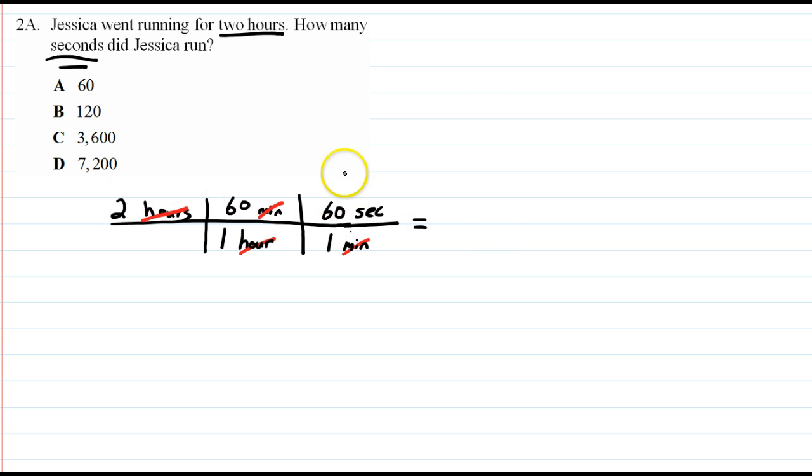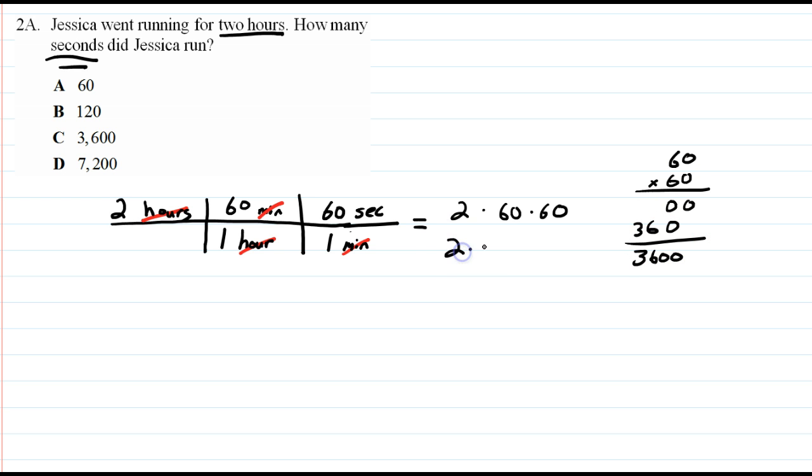And so I get 2 times 60 times 60. And then on the bottom it's just 1 and 1, so we don't even worry about it. So 60 times 60 is 3,600. And then we've got to multiply that by 2. And that would give us 7,200. So try 2B on your own.